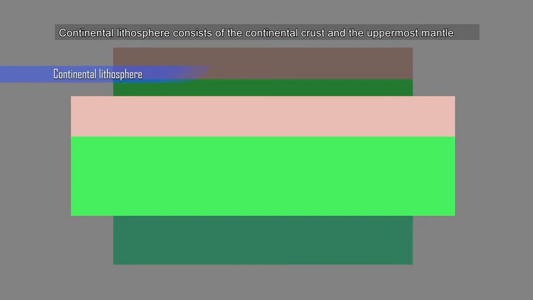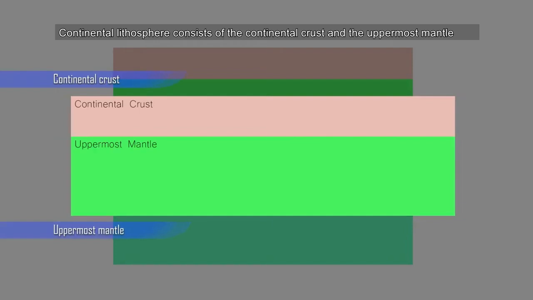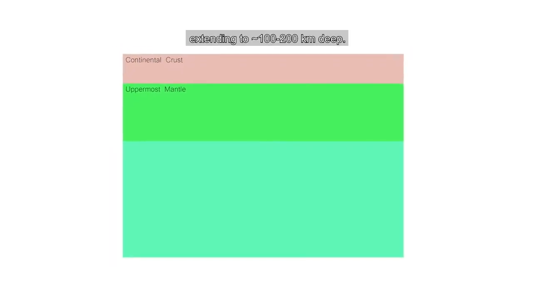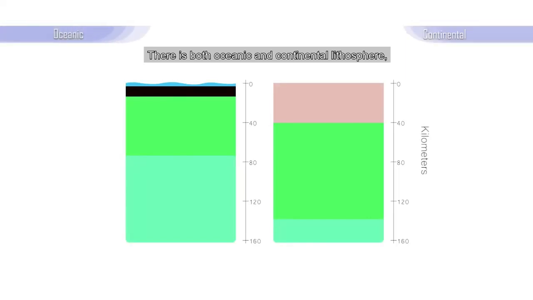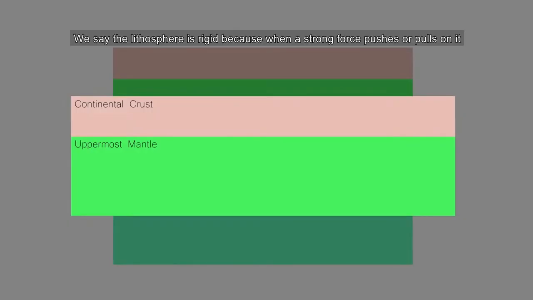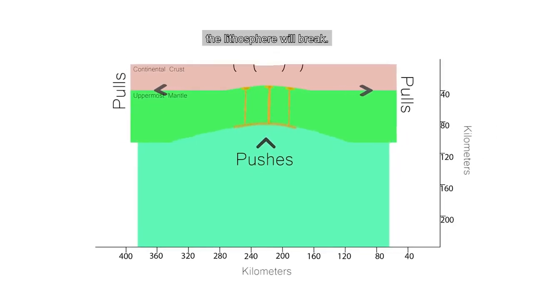Rifting affects the continental lithosphere. Continental lithosphere consists of the continental crust and the uppermost mantle, which together forms the strong outer shell of the Earth, extending to about 100 to 200 kilometers deep. There is both oceanic and continental lithosphere, and these are the plates of plate tectonics. We say that the lithosphere is rigid because when a strong force pushes or pulls on it, the lithosphere will break.